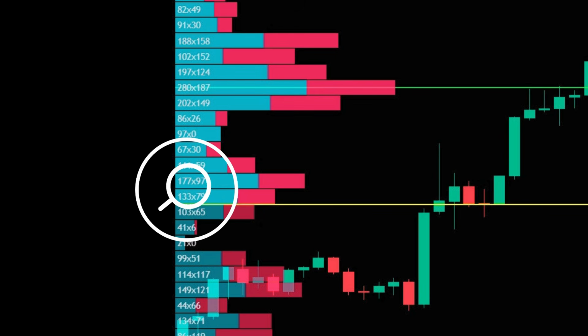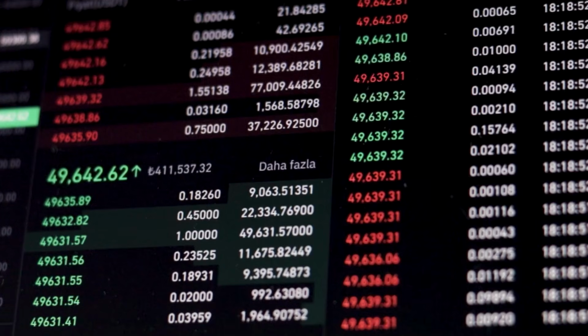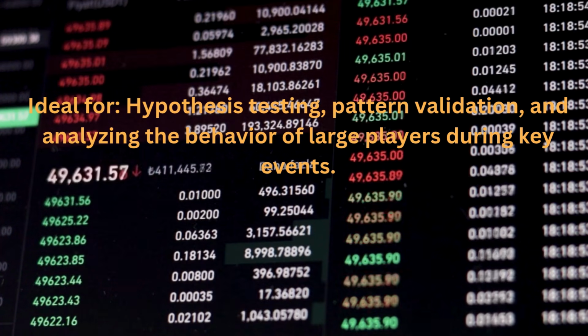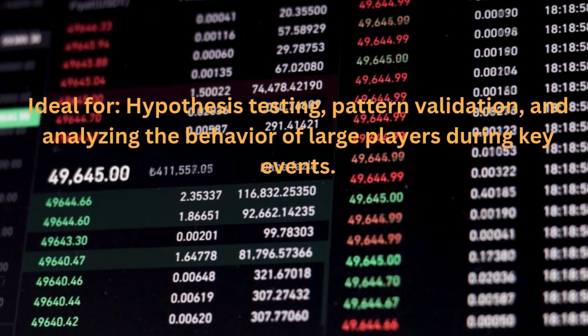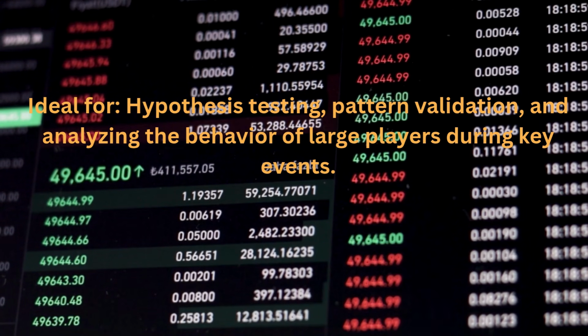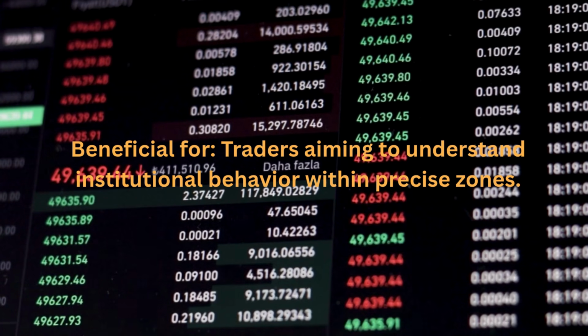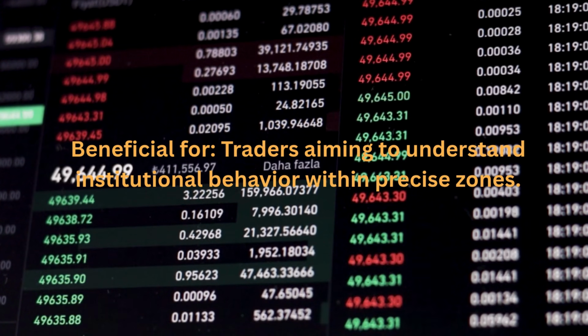Did buyers dominate? Was volume building or drying up? Were there signs of absorption? This level of focus is perfect for hypothesis testing, pattern validation, and for analyzing the behavior of large players during key events. It's especially helpful for traders who want to understand institutional behavior within precise zones.